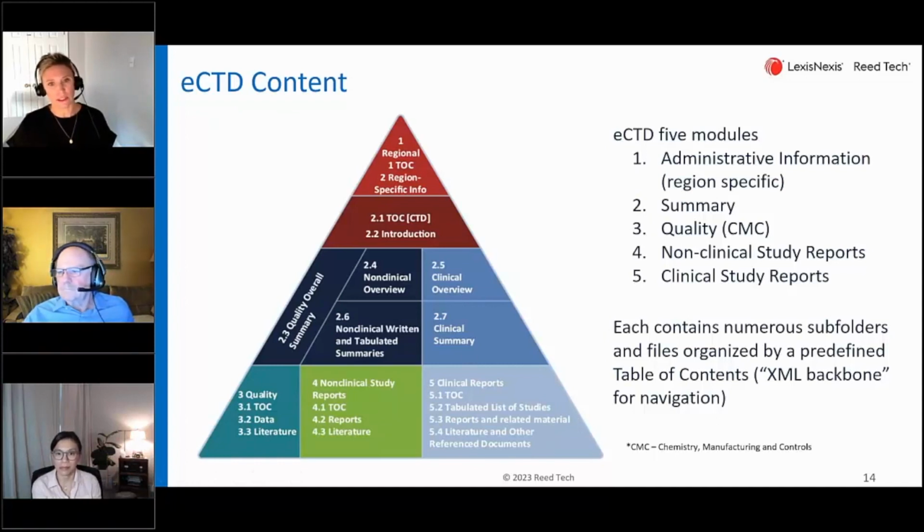Then moving down into module 2, this is where your summaries reside. And summaries, again, are exactly as they sound. They're going to be the summaries of the rest of the eCTD. So modules 3 through 5 are essentially summarized in module 2 at a higher level. For example, in 2.5 you have your clinical overview, and then you have your clinical summaries in 2.7. It summarizes module 5, which is listed below it. And again, 2.4 and 2.6 summarize the non-clinical studies in module 4.